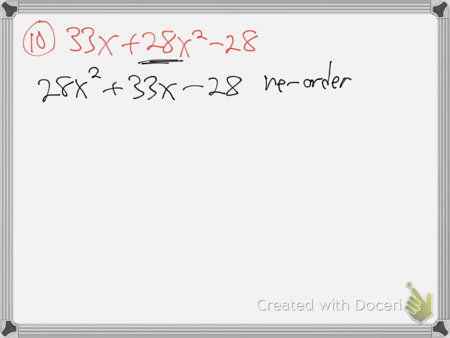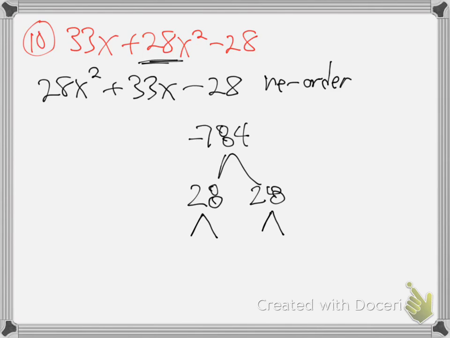All right, she's going to show us. This is a terrible one. Okay, so 28 and negative 28 is, what is it? 784. So we have a negative 784, right? Yes. So 28 and 28. We're going to break that down. So what two numbers give you 28 when you multiply them? 7 times 4.